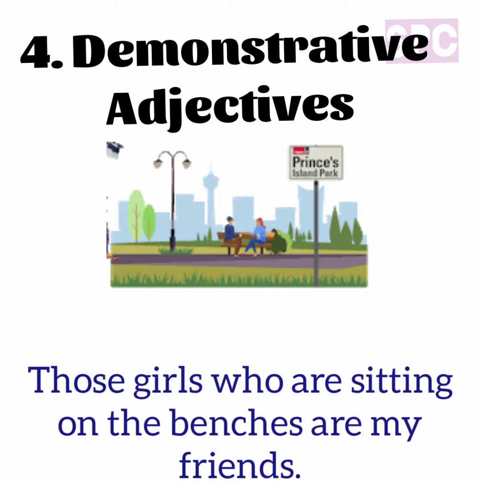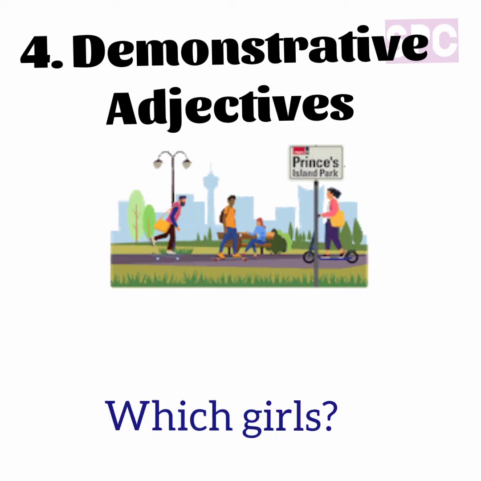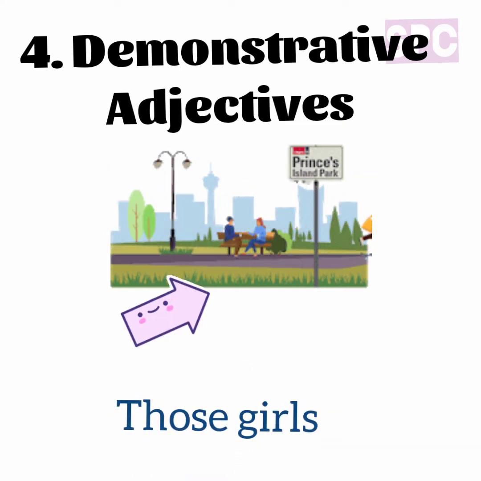Second example, those girls who are sitting on the benches are my friends. Which girls? Those girls. So here, those is the demonstrative adjective and girls is the plural noun.